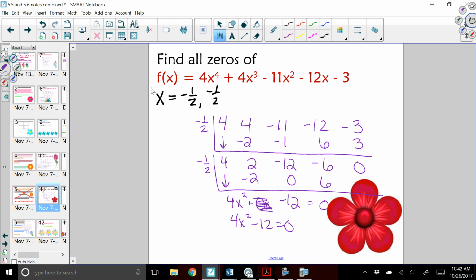What's your plan of attack for solving? Yeah, I would use a square root method. Yeah. So 4x squared equals 12. Divide by 4. X squared equals 3. Good. Get square root. So x equals plus or minus radical 3. Negative half. Negative half.